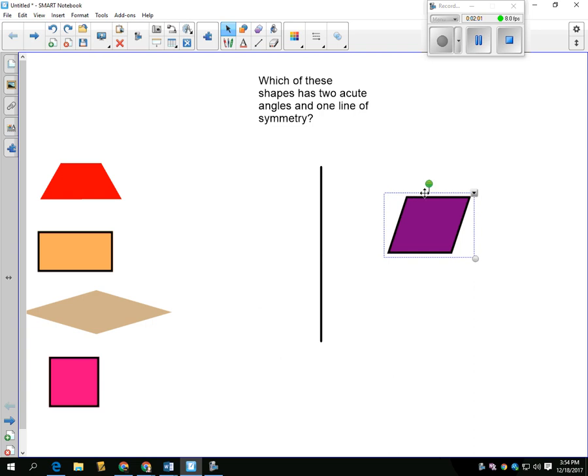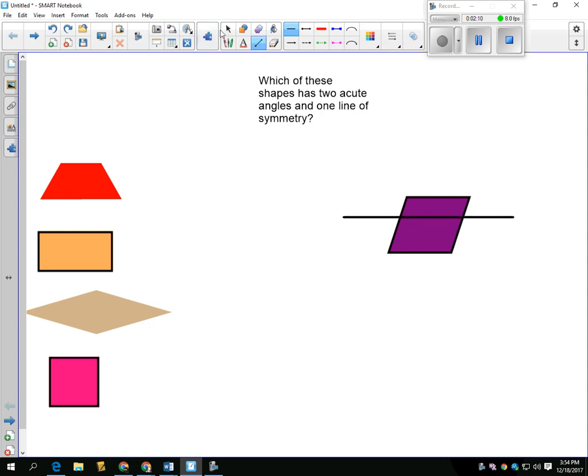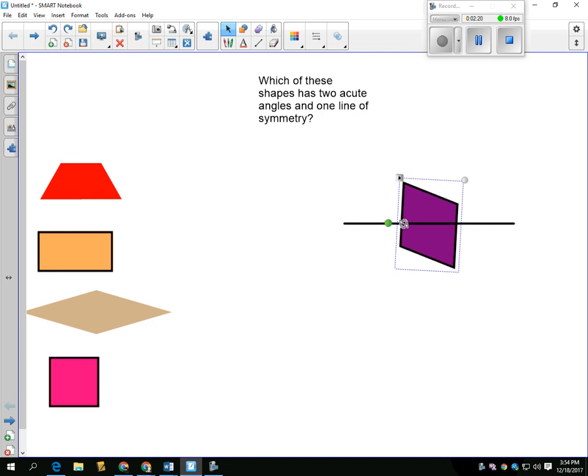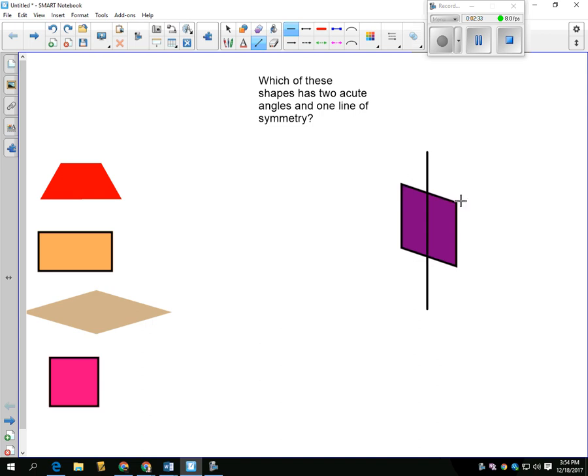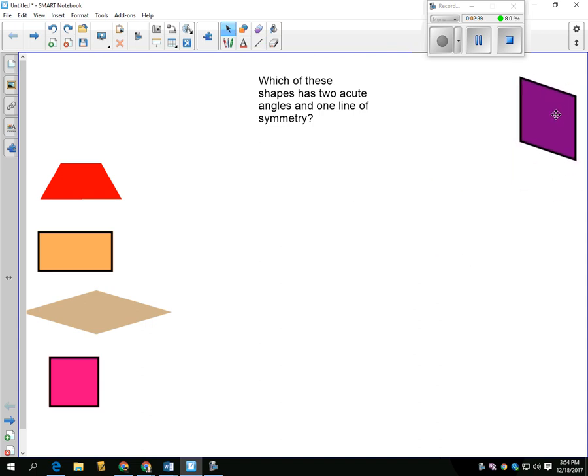Some students think that a line like this is a line of symmetry, albeit a little bit lower, like that. But again, if we rotate the shape, as I always ask students to do, and then put that same line there, I think I'll just delete the line, make a new one, you can see that this is higher than this point, so it does not have a line of symmetry. So this shape is not part of the two acute angles and one line of symmetry. That, by the way, is a parallelogram.